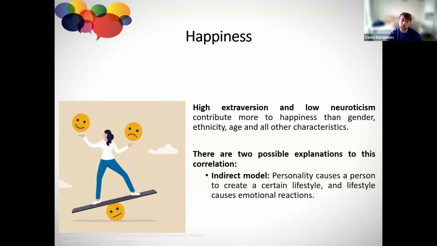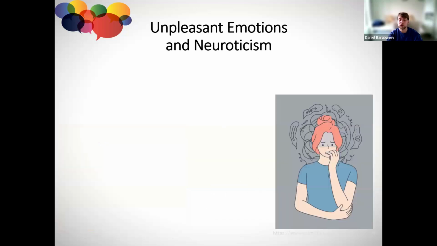So why does it happen? Possible explanations. The first one is the so-called indirect model. Personality causes a person to create a certain lifestyle. I personally lean towards this explanation. Then the direct model: personality causes emotional reactions, so the connection is just straightforward. I suppose it's mediated by lifestyle, and in my opinion the indirect model explains this correlation better. But again, both explanations are plausible.